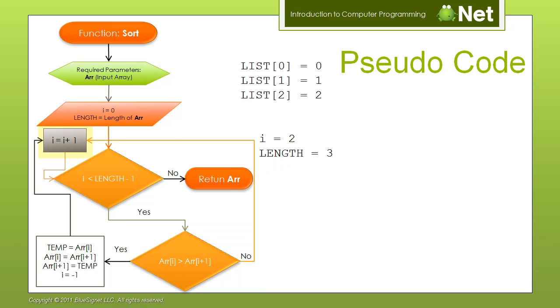We go back. Are we at the end of the list? Is 2 less than the length minus 1? No, it's not. So now we hit the no condition because we're at the end of the list. We've not performed any swap operations, and everything seems to be in order. So now we return the array in its sorted form. How cool is that? Done.